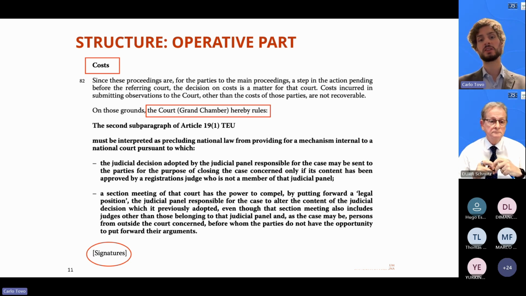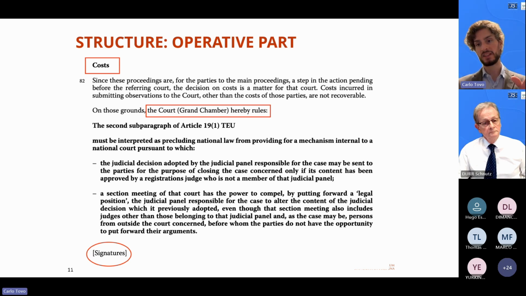It sounds very complicated, but really in order to understand how the decisions of the court are structured, it is important that you bear in mind these brief notes that I just gave to you. So remember, 3 parts: cover page, grounds, operative part.